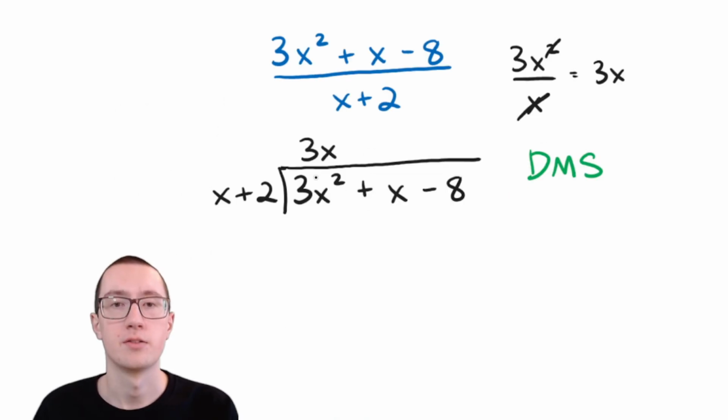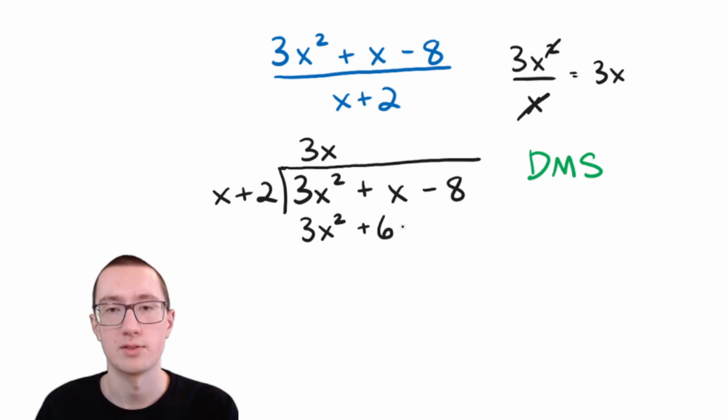Now we need to multiply. So we have 3x, and then we're multiplying by another x. So that's going to be 3x squared. And then 3x times 2. Well, nothing's happening to the x, so the x is going to stay the same. But we have 3 times 2, which is 6. So we're going to have 6x.